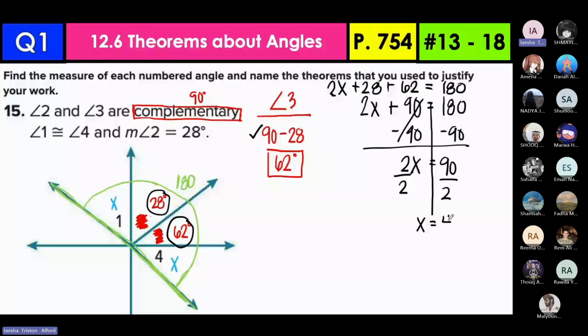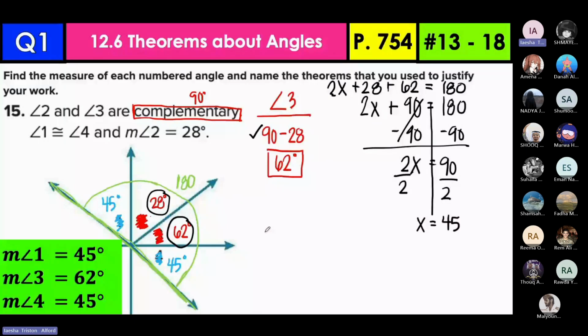So go back to your picture. We're going to delete the x. And what number should be in that place? 45. Okay, so this one is 45 degrees, and angle 4 is also 45 degrees. Everybody catching on?